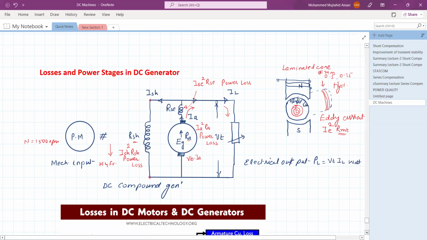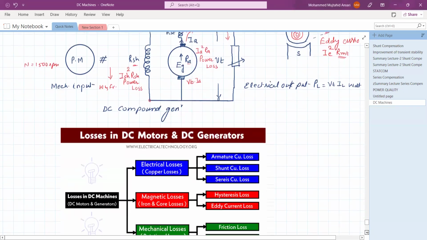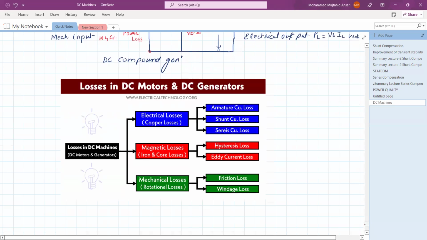So this is some classification of the DC generator or DC motor. The construction of both machines is the same. The only difference is that in a DC generator the input is mechanical, and in a DC motor the input is electrical. So we will consider a DC generator here; the same phenomena occur in the DC motor when we learn about it. There are three major types of losses. One is the electrical loss, the loss which occurs in the copper windings. It may be the armature winding, series field winding, shunt field winding, and brush drop.